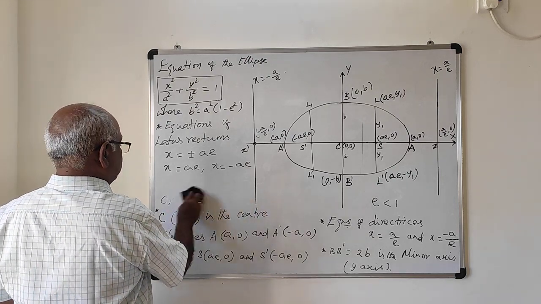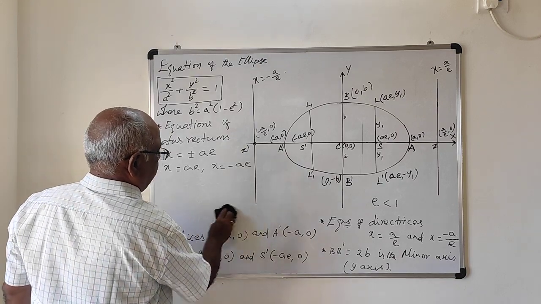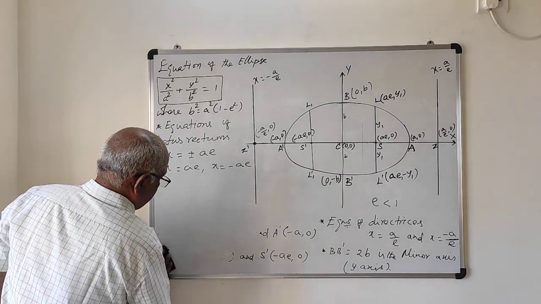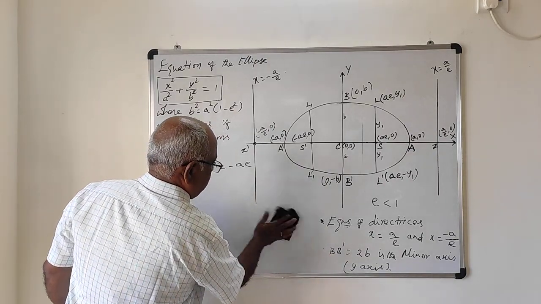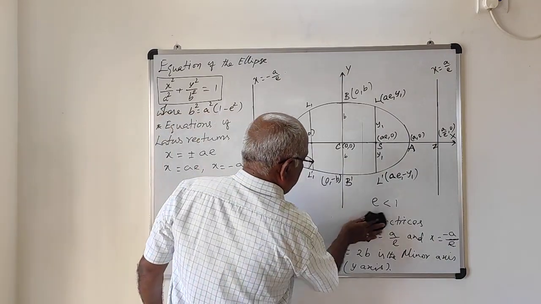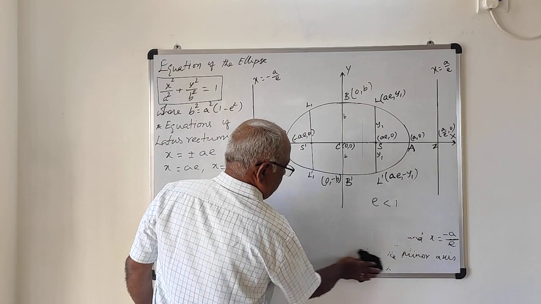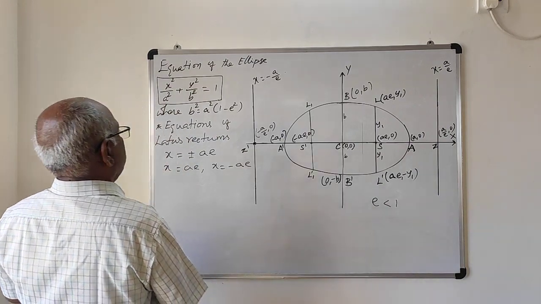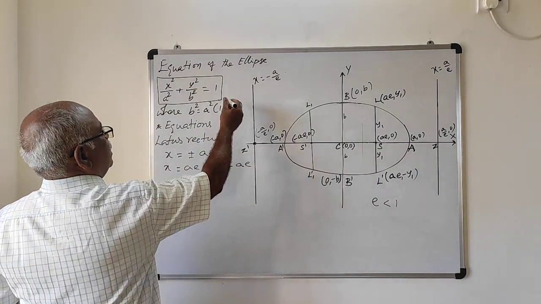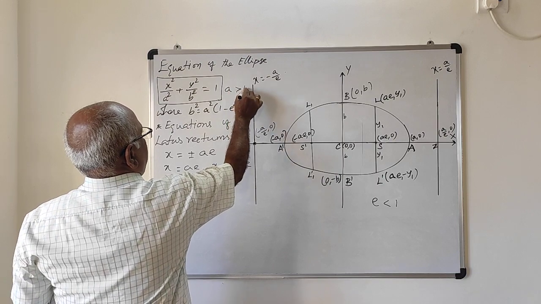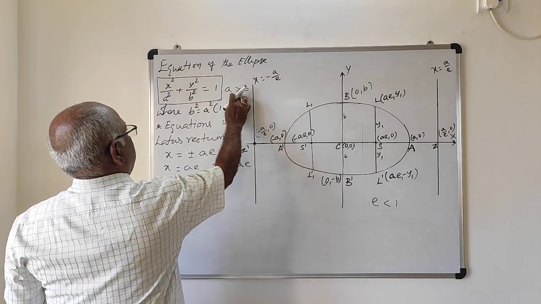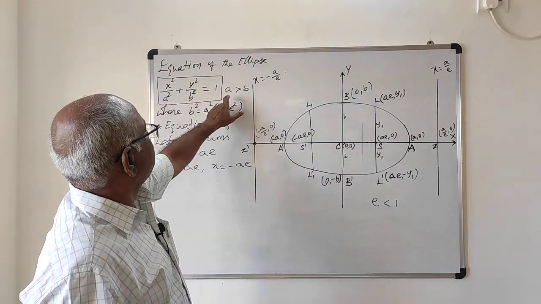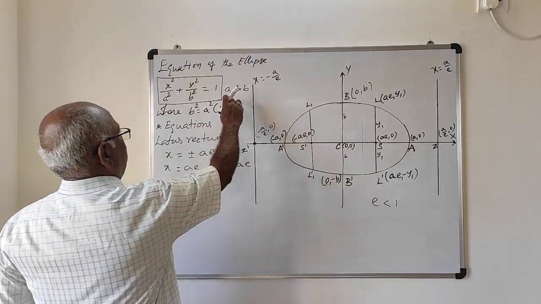Next, length of the latus rectum. Here, major axis is 2a, minor axis is 2b. Always a is greater than b. Major axis is greater than minor axis. Therefore, a is greater than b. That you should remember.